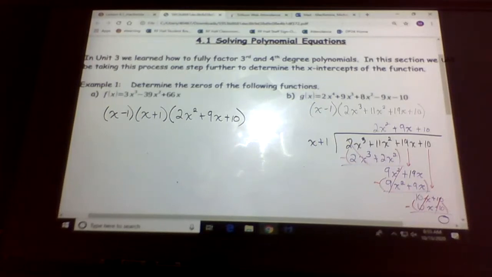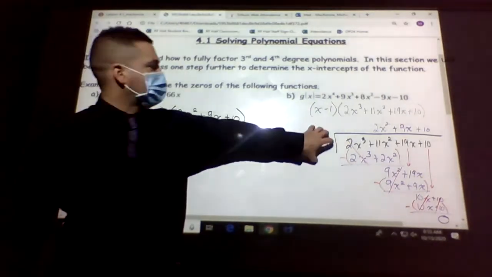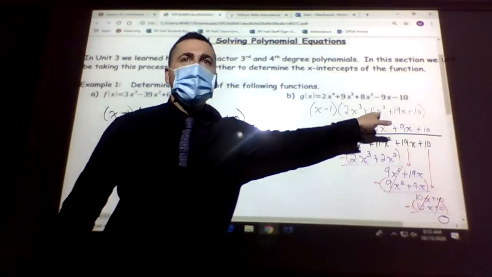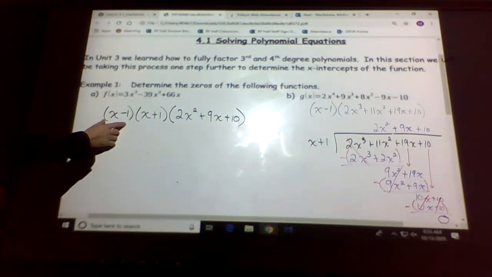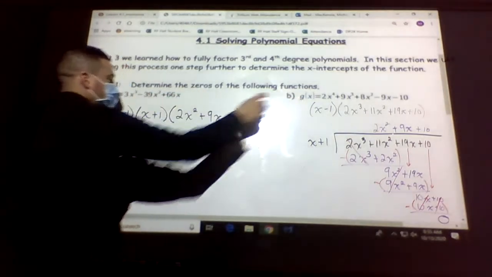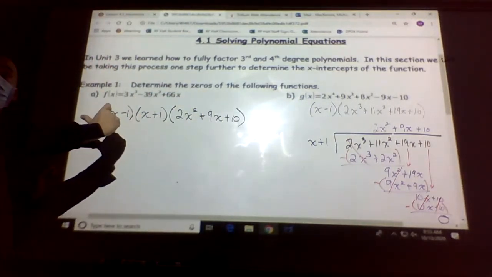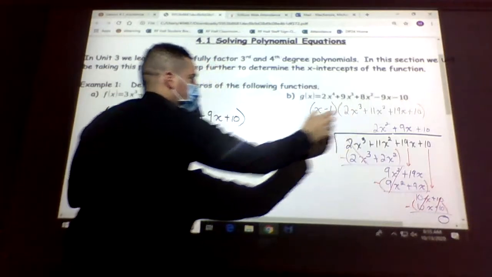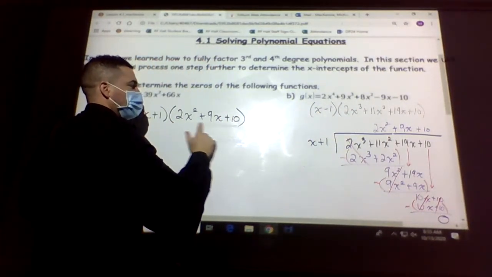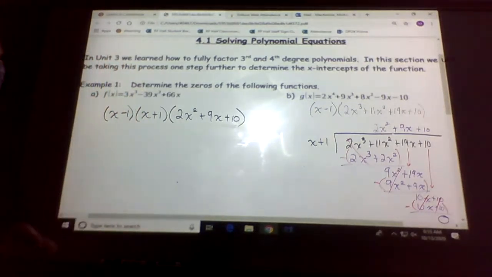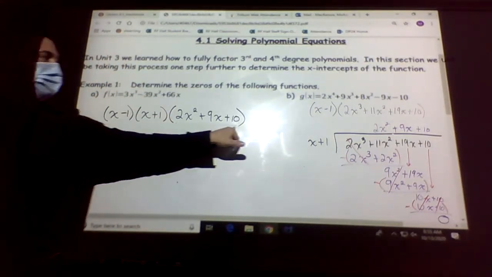Okay, we caught up? Okay, so again, when we factor out an x plus 1 from the cubic function, we're left with the x squared function. So we factor out an x minus 1 from the original. Then we factor out an x plus 1 from the cubic function. So now we're left with the quadratic, 2x squared plus 9x plus 10. Okay, so we have 2 factors. Now we have our quadratic.